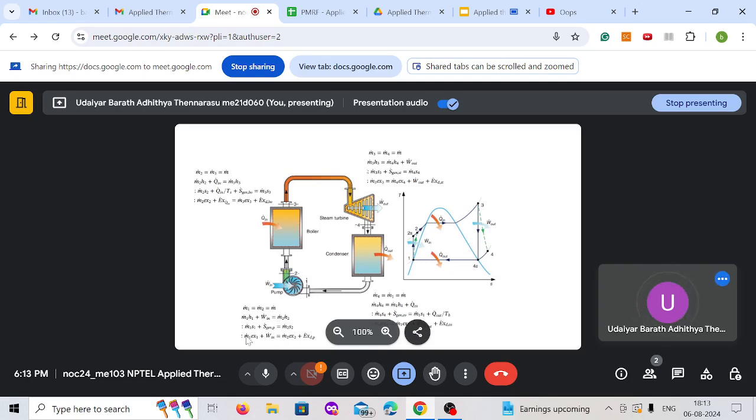Then you can also write an exergy balance. So exergy balance is nothing but a combination of your first law and second law. If you have the first law energy equation and the entropy equation, and you multiply the entropy equation by T naught and subtract it, you'll get the exergy balance. So this will come out to be m dot 1 ex1 plus w in equals m dot 2 ex2 plus your exergy destroyed.